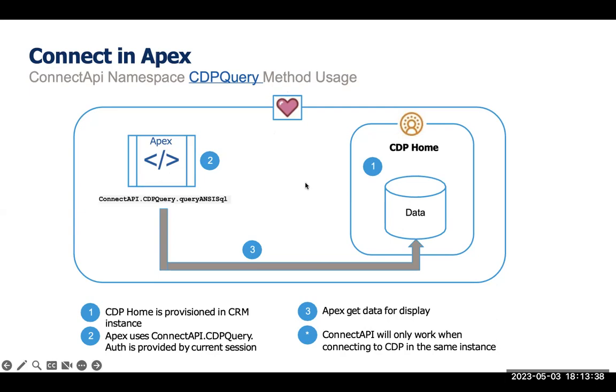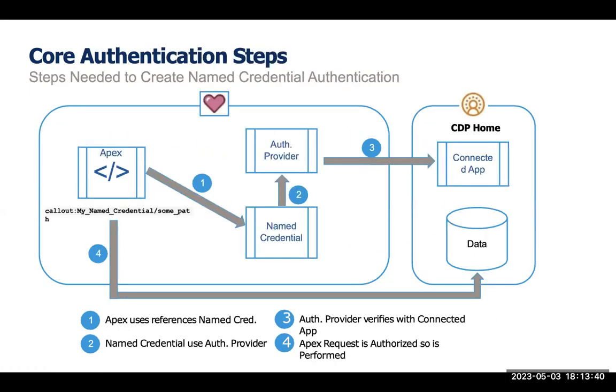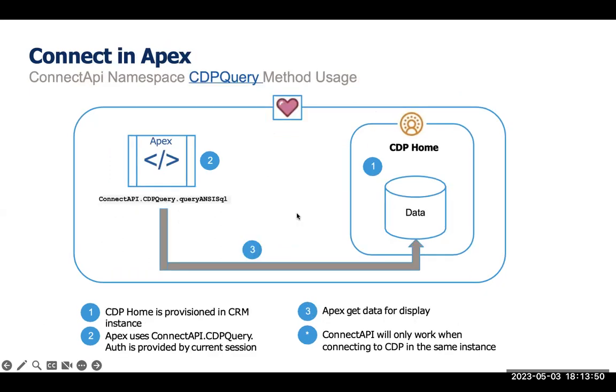But when it comes to a different instance, you can leverage a direct callout with the named credentials. Here you're leveraging the named credentials as an OAuth provider. But with Connect API, you're not leveraging any named credentials. You can simply perform an Apex callout and get the data from Data Cloud using Connect API. So that's the difference between using Connect API versus leveraging your named credentials.